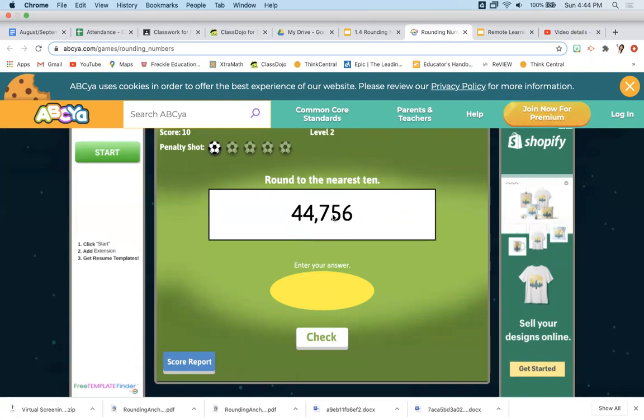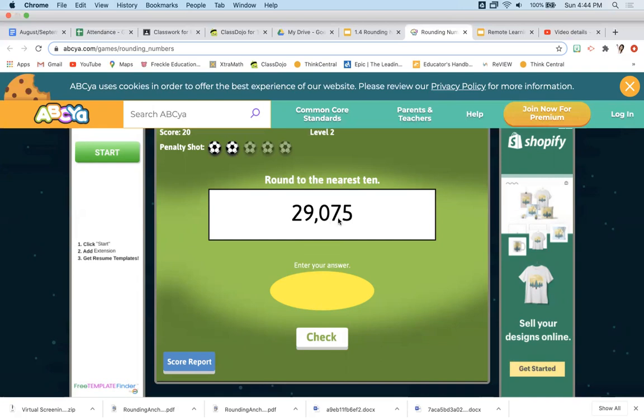All right, so this one, round to the nearest 10. So which digit is in the tens place? Hopefully you're thinking 5, right? So the boss number is 6. The 6 tells the 5 to bump up to a 6, and then this number will become a 0. So my answer is going to be 44,760. Got it right.